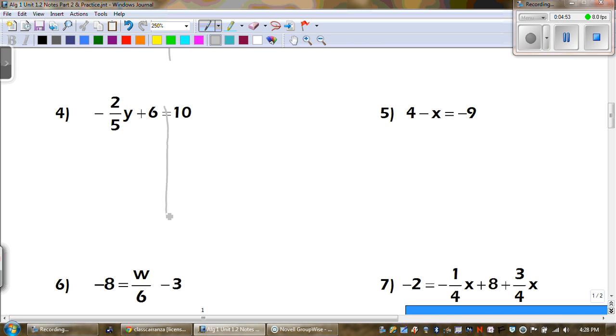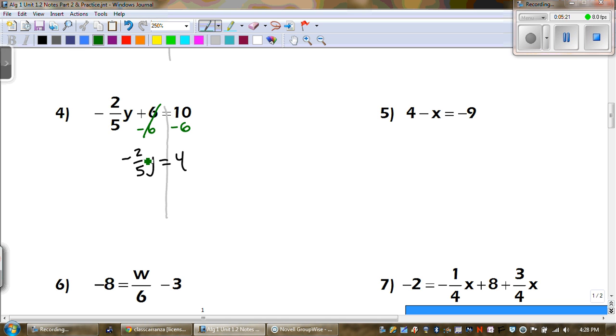Now for number 4, is there anything that we can combine? No. So what we're going to do is start following SADMEP. I want to get rid of addition or subtraction first. So we're going to cancel that out. Oh, my pen's going all crazy again. So we got negative 2/5 y equaling positive 4.